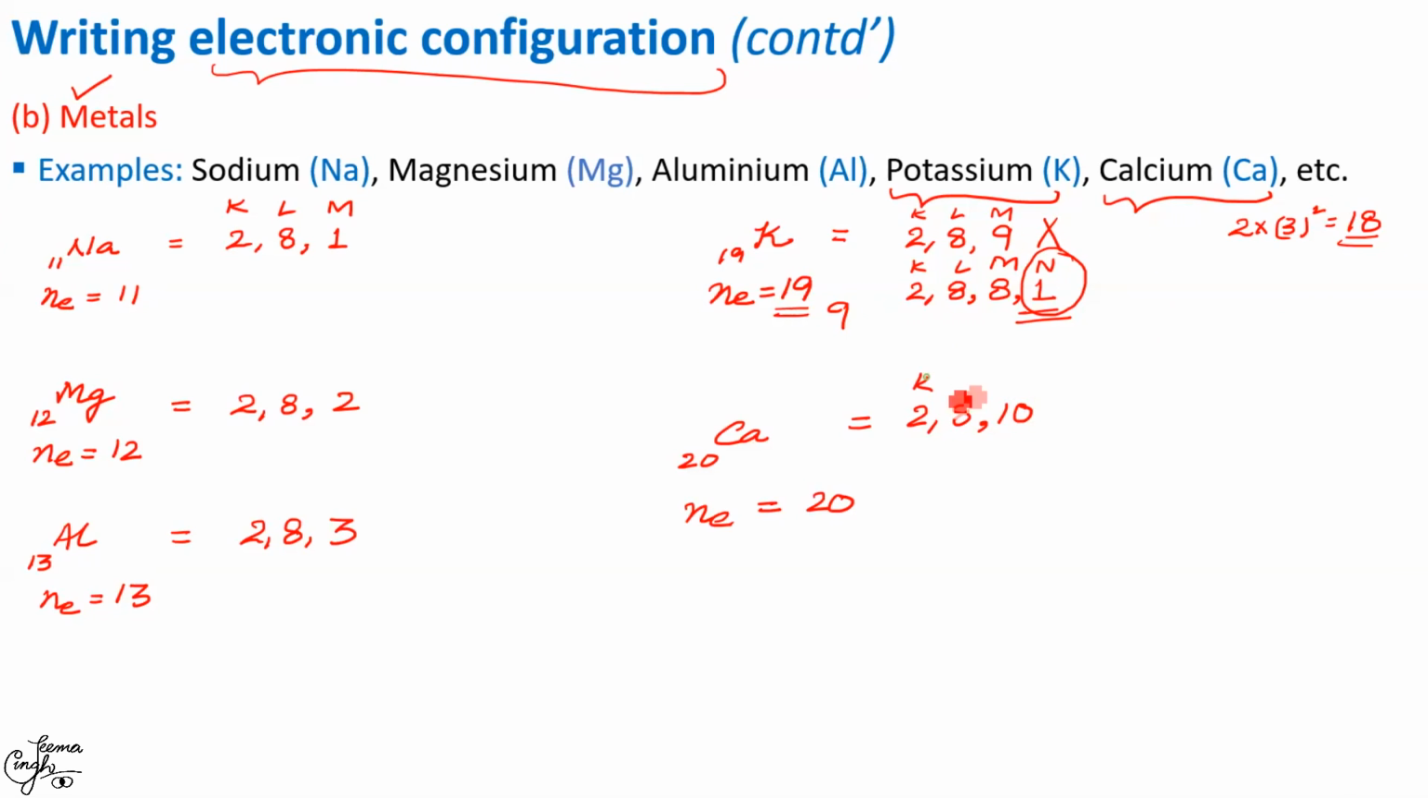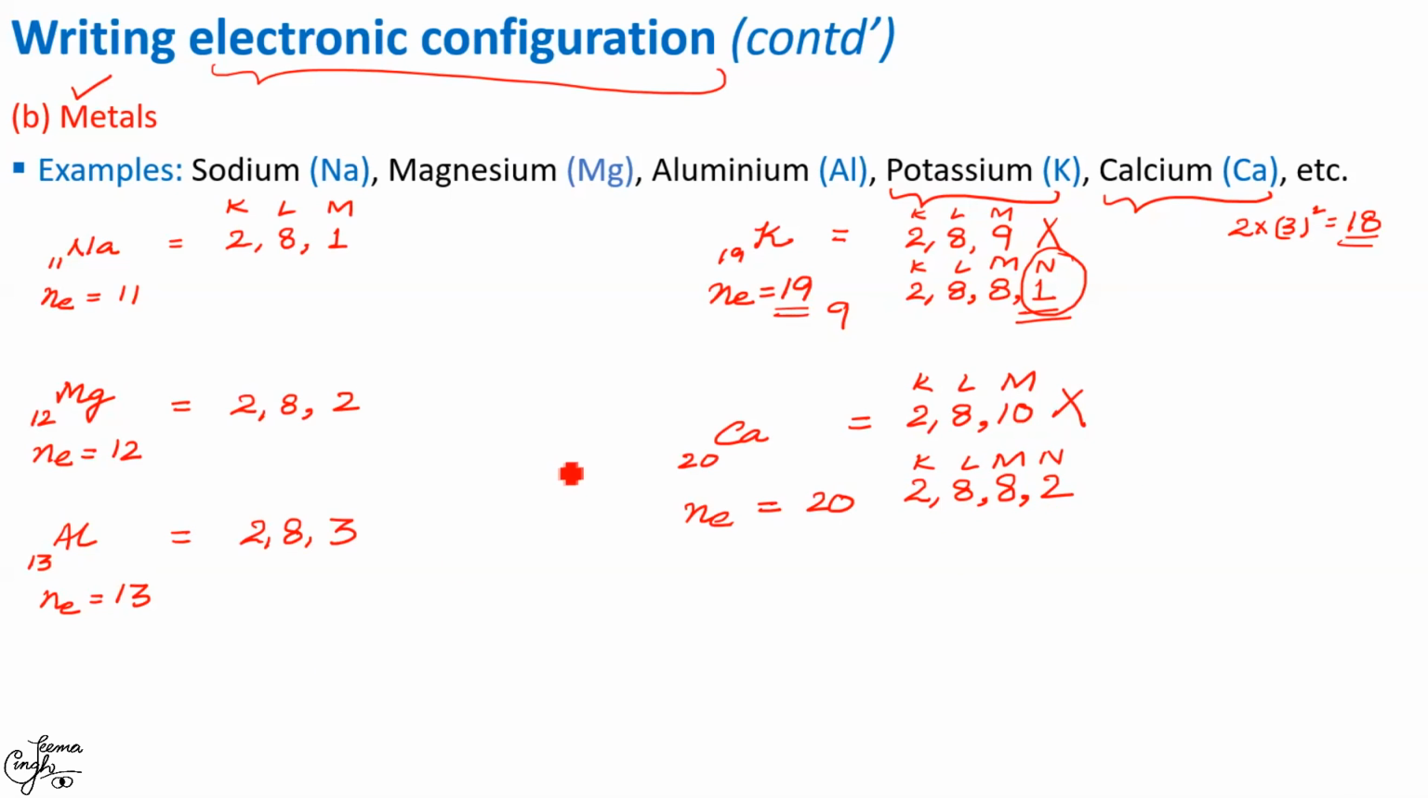But the moment I do this, I'm violating the rule that the valence shell, which is right now the M shell, cannot have more than 8 electrons. Therefore, this is an incorrect configuration, and the correct configuration for calcium is 2, 8, 8. The remaining 2 electrons I'm going to push to a higher energy level, that is your N shell. So the electronic configuration for calcium is 2, 8, 8, 2, and we speak that as 2882.